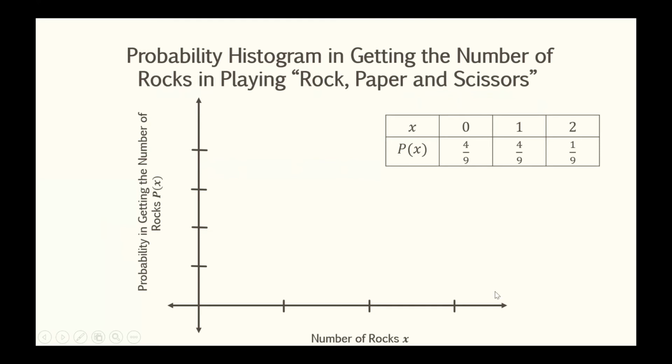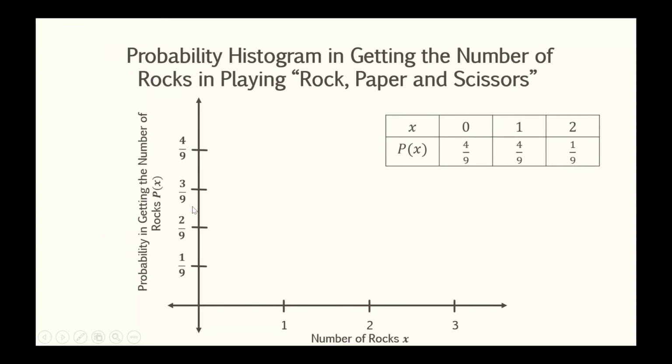So here in the x-axis, we have 0, 1, 2, 3. For the P of x or for the vertical axis, we have here 1 over 9, 2 over 9, 3 over 9, and then 4 over 9. Now, let's start drawing a bar. Let's start from x equals 0, and its probability is 4 over 9.